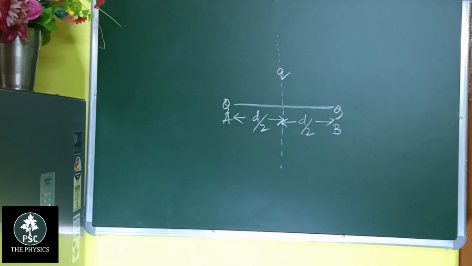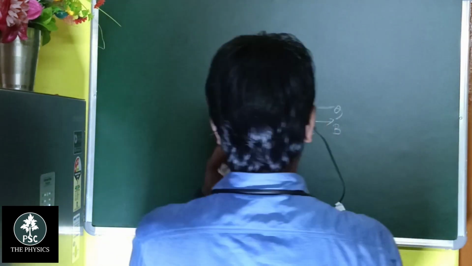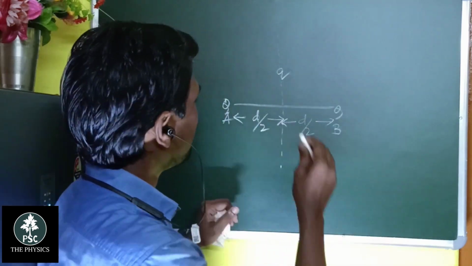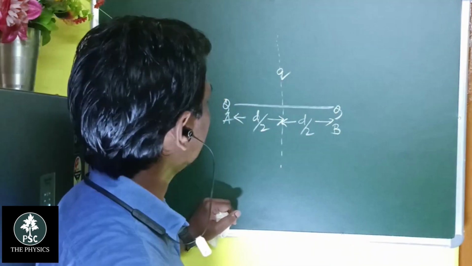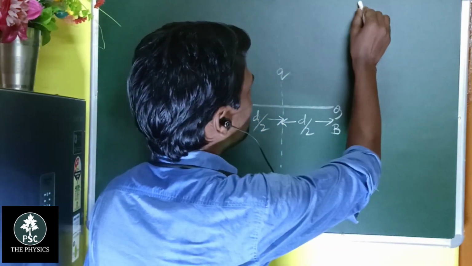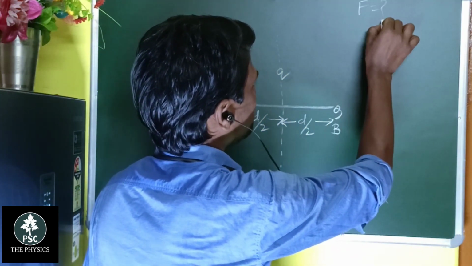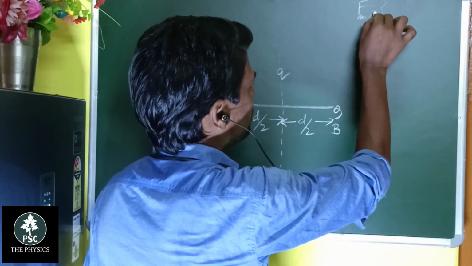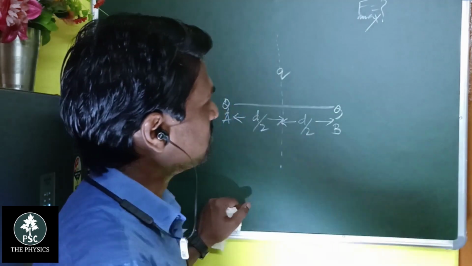Okay, so two charges Q and Q are kept, and the separation is d by 2 and d by 2, and another charge small q is placed, and you have to calculate the net force, the maximum force. Why is it called maximum, students? Why is it called maximum?